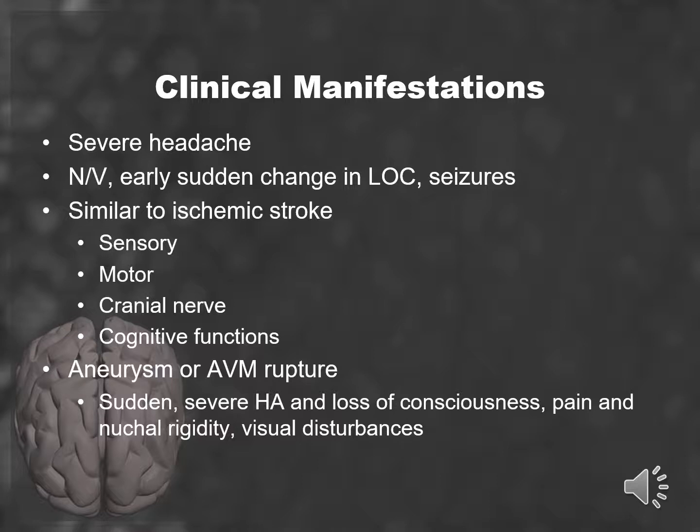Now, if the hemorrhagic stroke has occurred because of an aneurysm or an arteriovenous malformation rupture, then again, you would definitely see that very sudden, severe headache and then a pretty sudden loss of consciousness. And in addition, if they're still conscious, you could maybe see some visual disturbances and some of that pain or nuchal rigidity, or that neck stiffness.